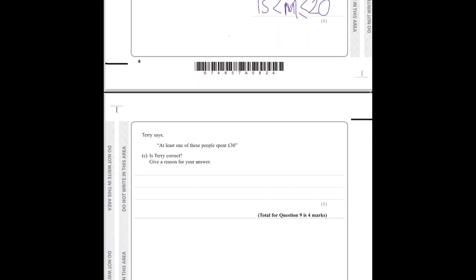I want to write 15 to 20. All right, so 15 to 20 is my class interval. It just wants the group with the median in.